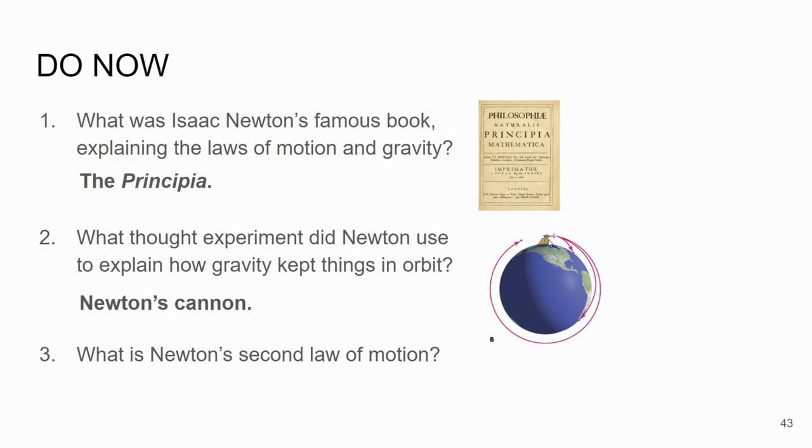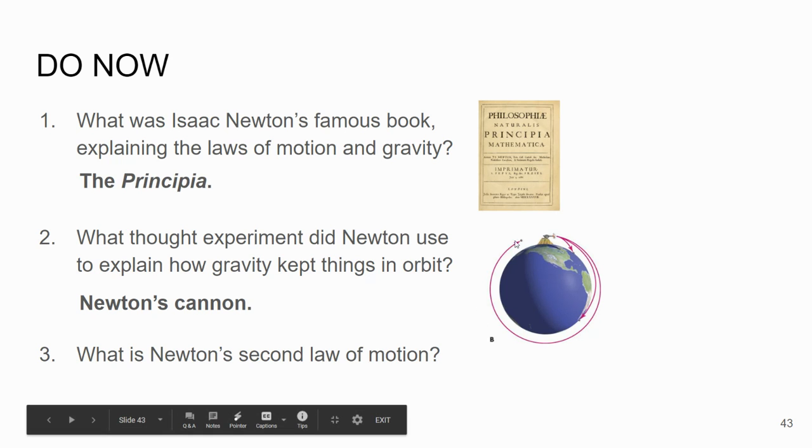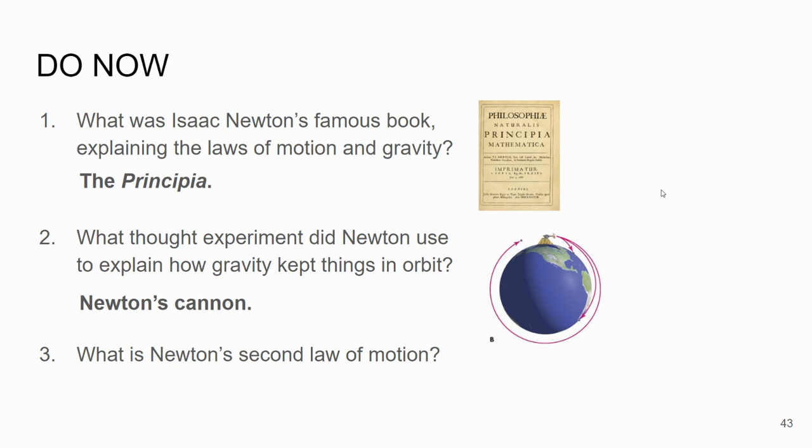And if you launch it really, really fast, the cannonball will just go sideways, and it will always be falling towards the Earth, but the Earth will always be curving away from it at the same rate at which it is falling. And so the ball will never actually get any closer to the Earth. It'll just keep going around and around. So this is how Newton visualized orbit, and this is what orbit actually is.